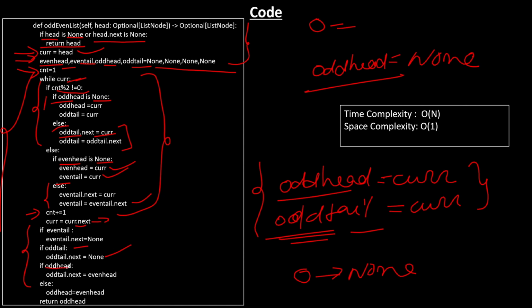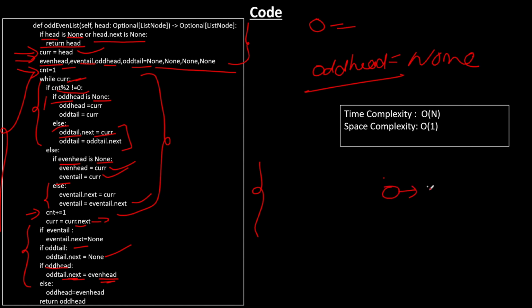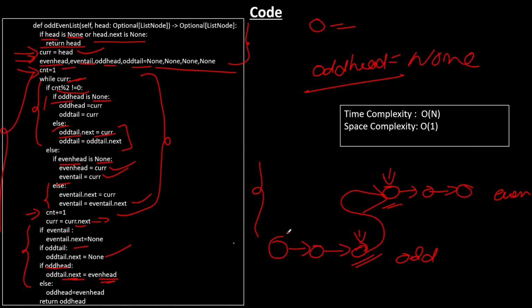Now if odd exists, if odd head exists, okay, so what we do, odd tail next will point to even head. Suppose this is the even value, right? Just suppose, and this is the odd. Let it be odd, let it be even. So keep in mind that even tail is here, odd tail is here and even head is here, so odd tail next will be pointing towards even head, which we do here. It will connect the complete linked list and we will return the odd head.